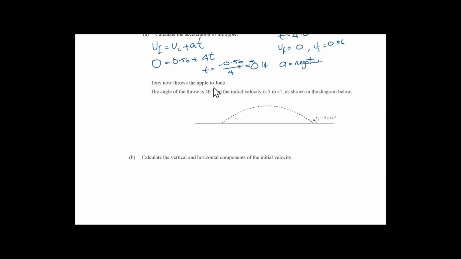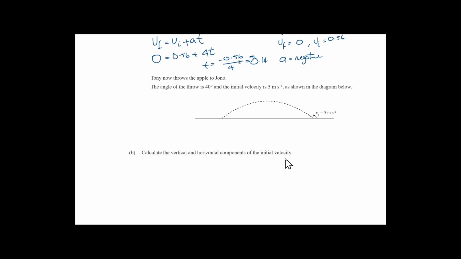Tony now throws the apple to Jono. Okay, this is getting serious. The angle of the throw is 40 degrees and the initial velocity is 5 meters per second, as shown in the diagram below. Okay. Calculate the vertical and horizontal components of the initial velocity.